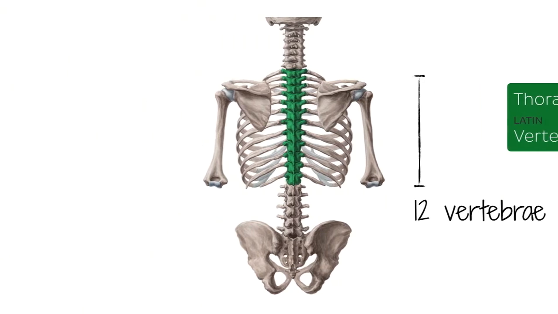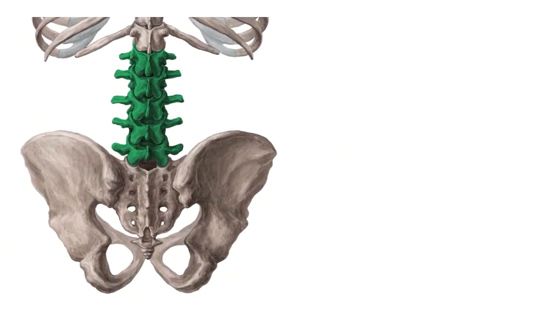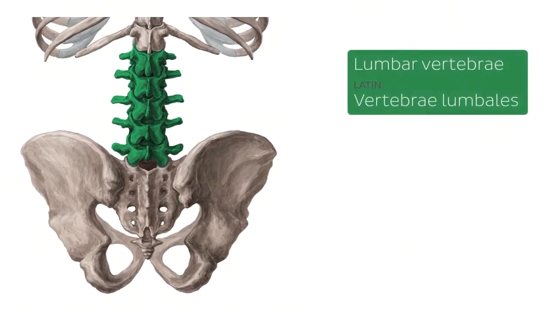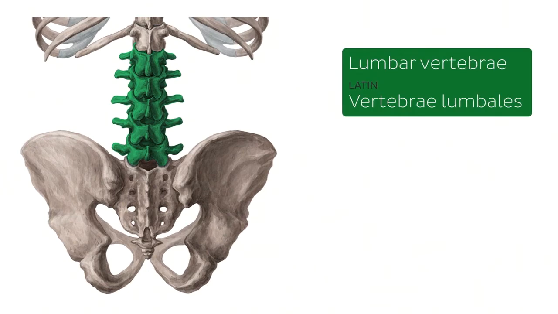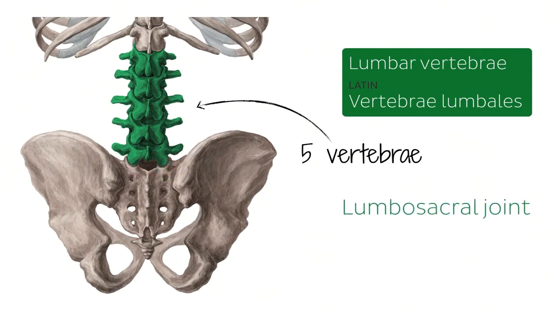A bit further down, we find the last set of vertebrae. These are the lumbar vertebrae, located between the thoracic vertebrae and this bone here known as the sacrum. There are 5 lumbar vertebrae, which is an important point to make here. The lumbar vertebrae are numbered from L1 to L5, and L5 articulates with the sacrum at a joint known as the lumbosacral joint.